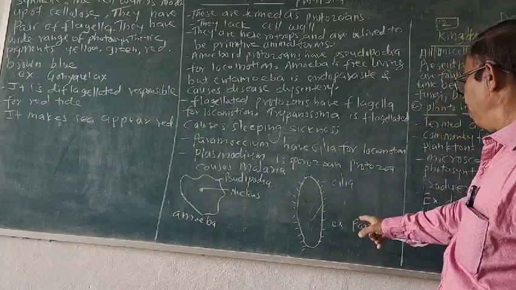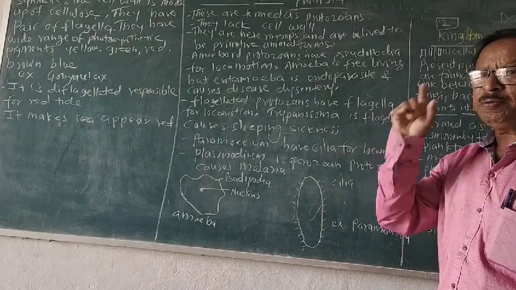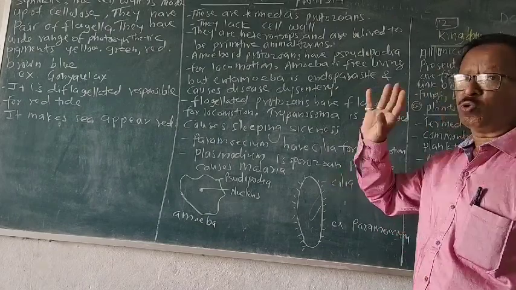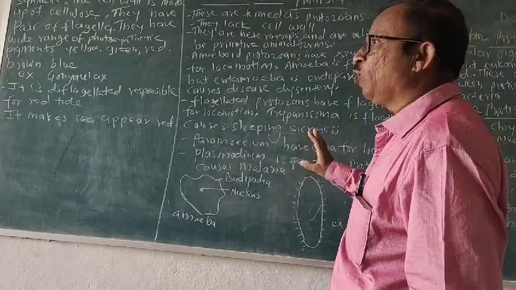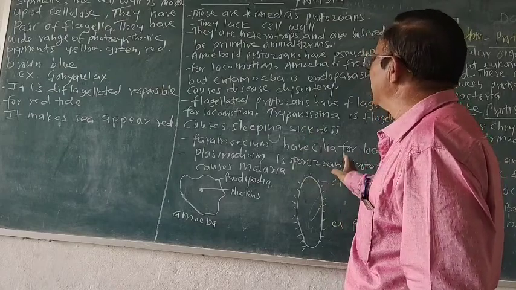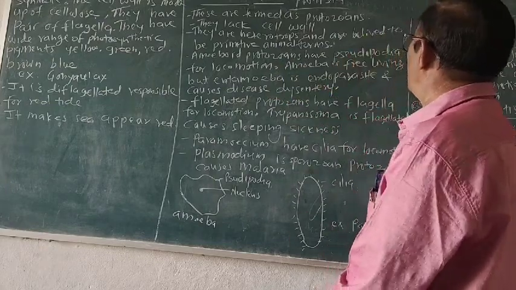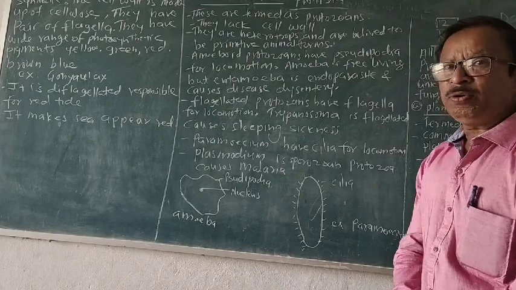The second is the paramecium, which is slipper shaped. This slipper-shaped organism, paramecium, has cilia for locomotion. The micro and macro nuclei are also present, but for locomotion cilia are present. The amoeboid protozoans have pseudopodia for locomotion, and amoeba is free living.